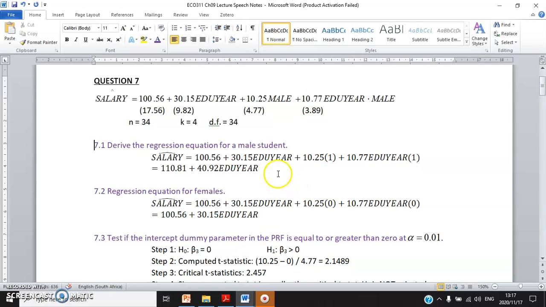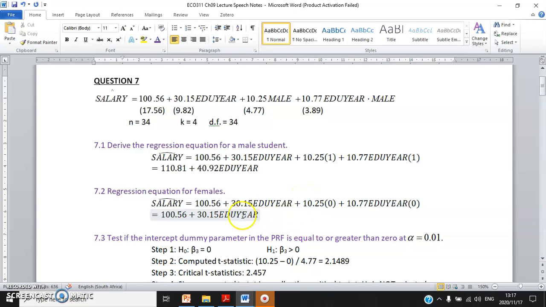First one is quite easy to derive the sample regression function for the male student, because if someone is male, then the male intercept dummy is 1. And then for the slope dummy, education year times male, it will give you education year times 1. Then you add the two constant values together, 100 something plus 10.25, that gives you 110.81. And then the slope would be 30.15 edged year plus 10.77 edged year. That gives you 40.92 edged year.